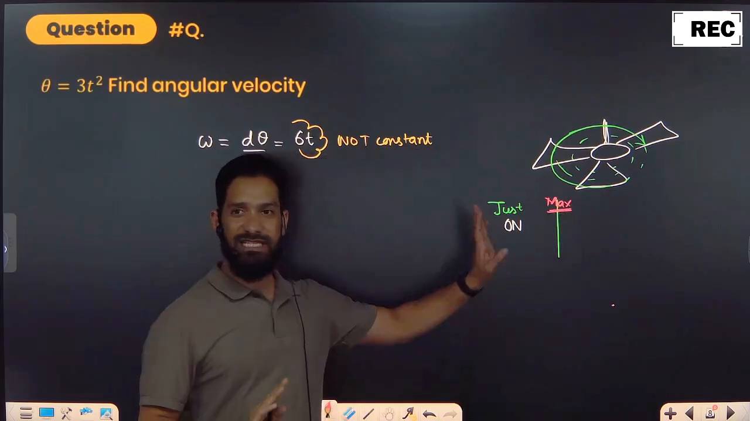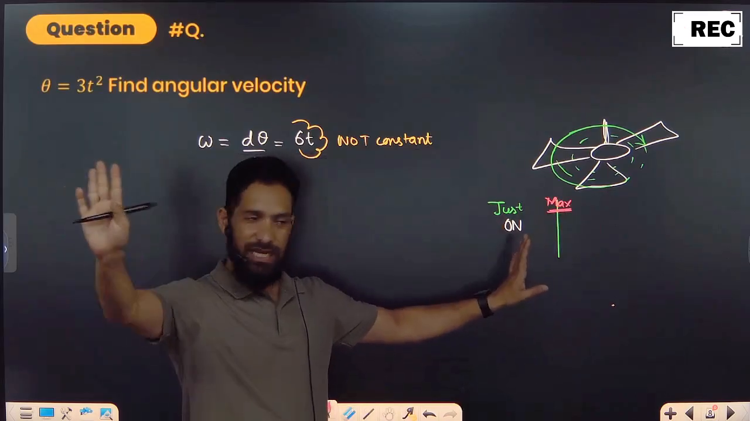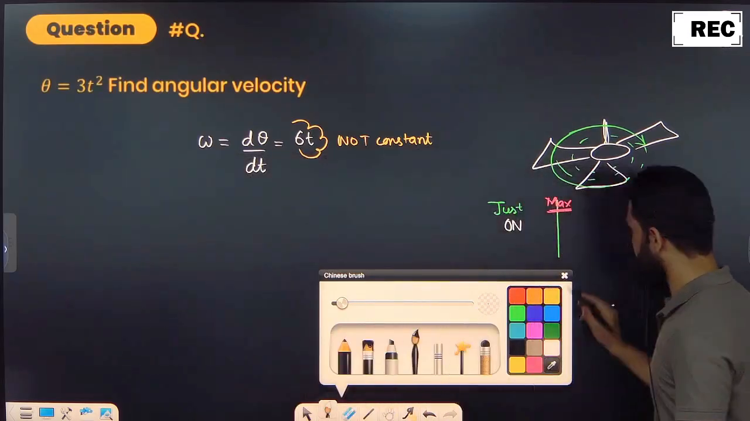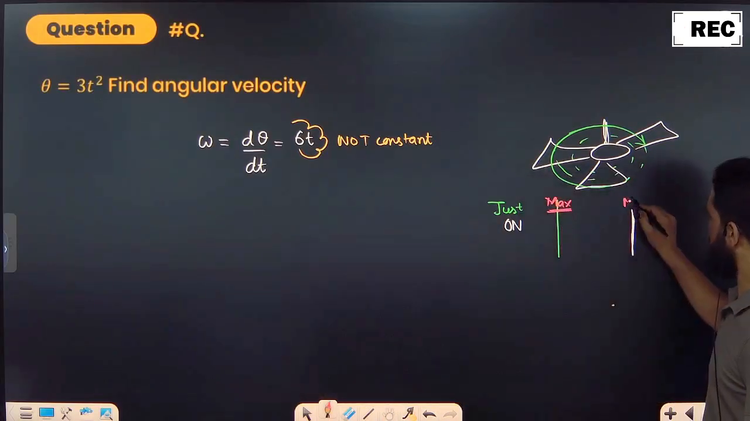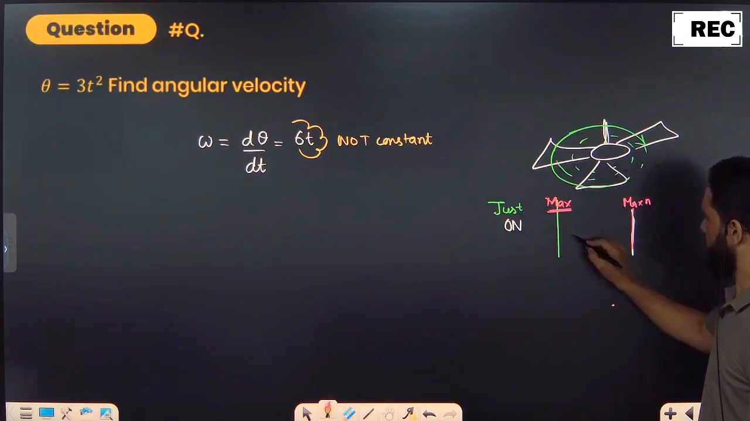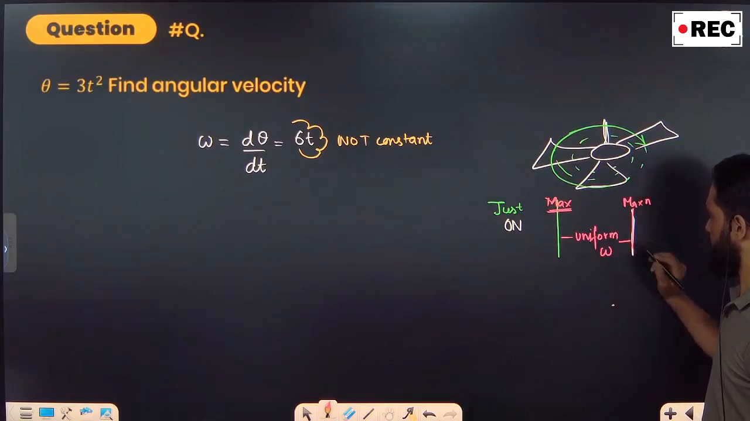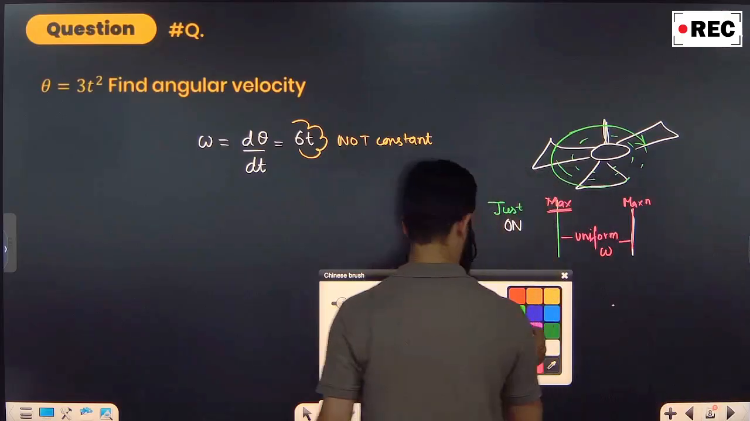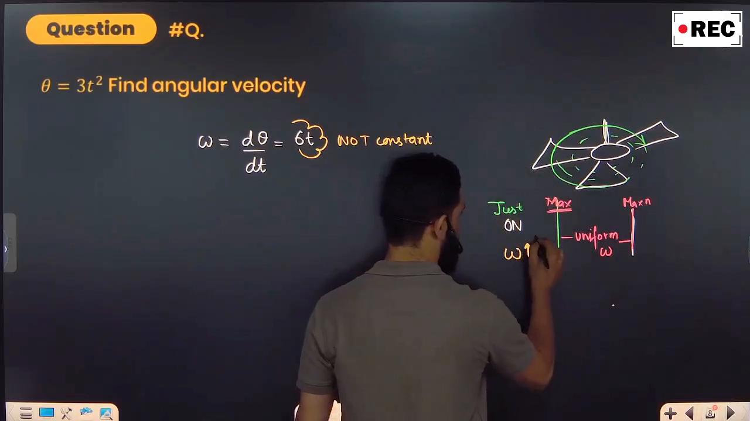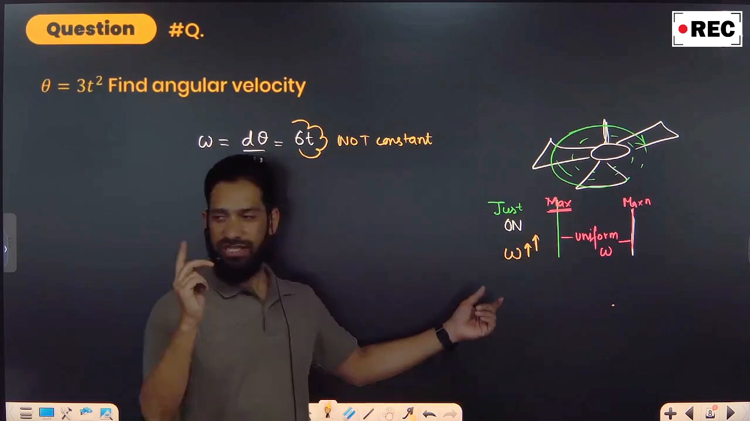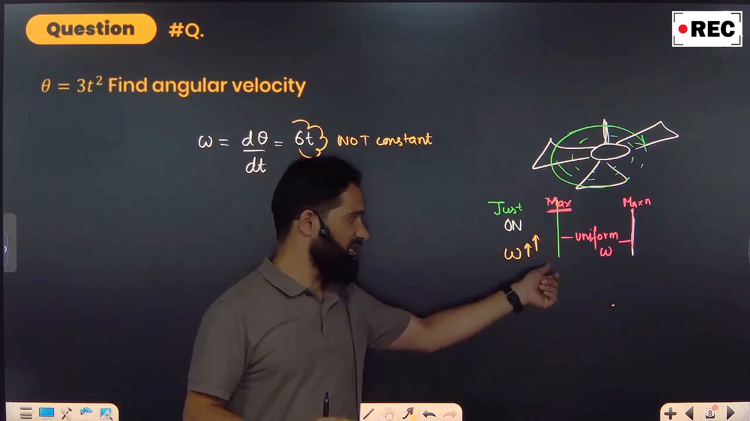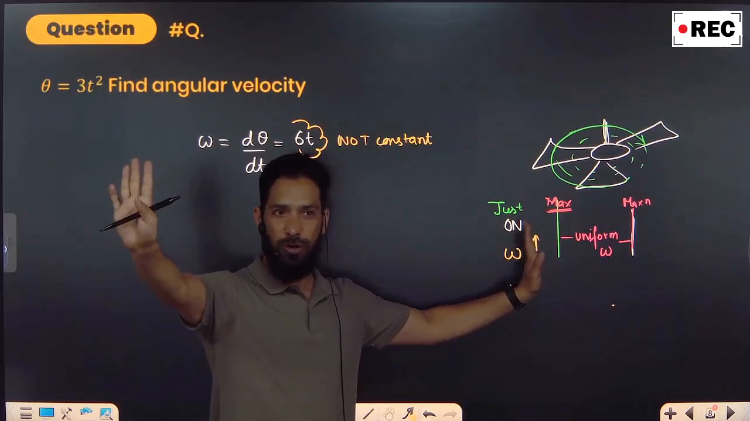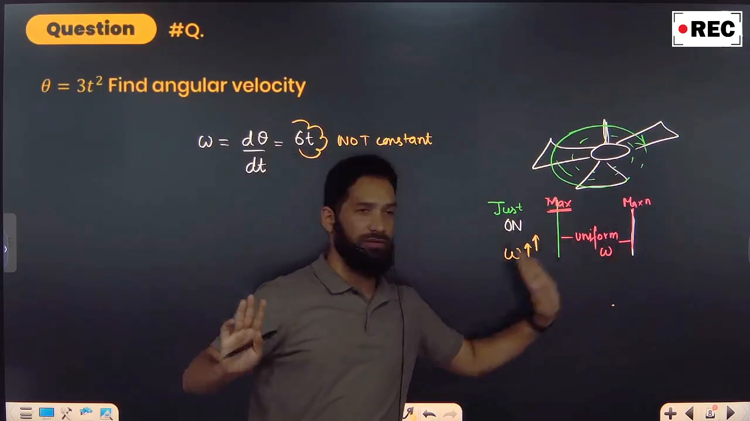Once it gains the maximum velocity, that is the limit of this fan. Now it will be moving with this maximum velocity. This is uniform omega. Omega is constant. Before that, omega is not constant. It is increasing because you have switched it on. So it starts from 0, 10 radian per second, 20 radian per second, 30 radian per second. Suppose 30 is maximum. Now it has gained its top speed and is continuously moving with that omega.